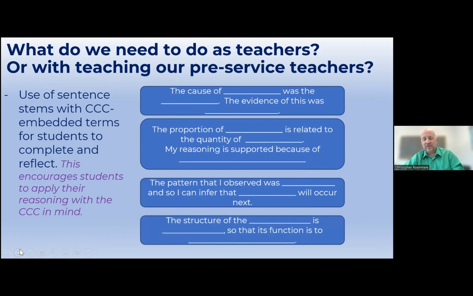So structure and function. So they're asking and answering. As a teacher, we're asking questions using these terms, and we're providing students the opportunity to answer using the same language so that it's always there.